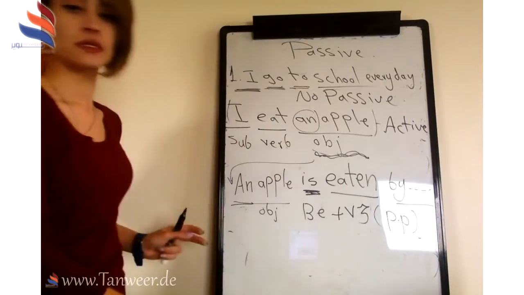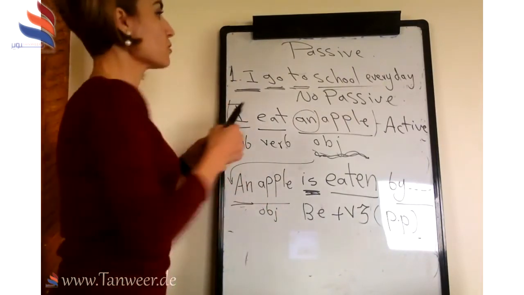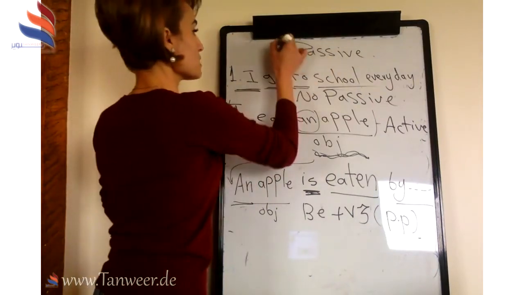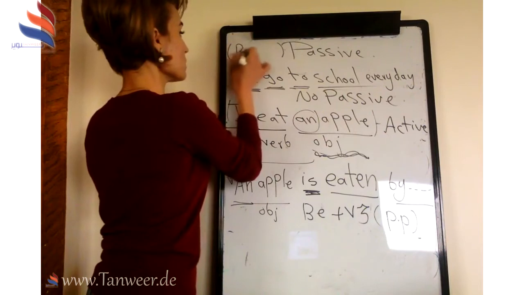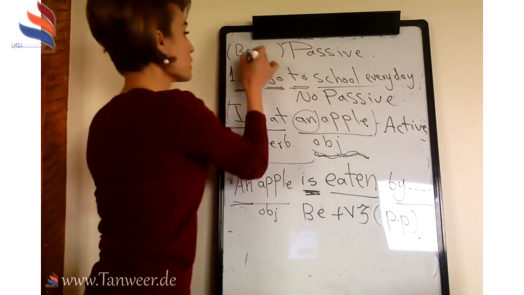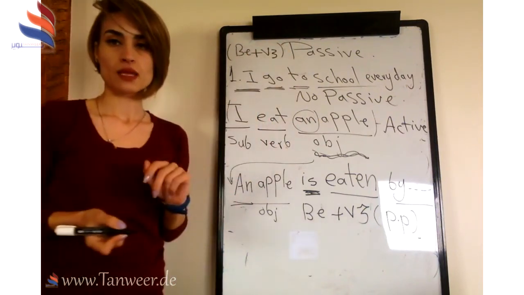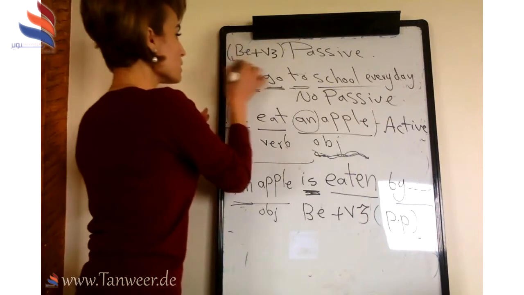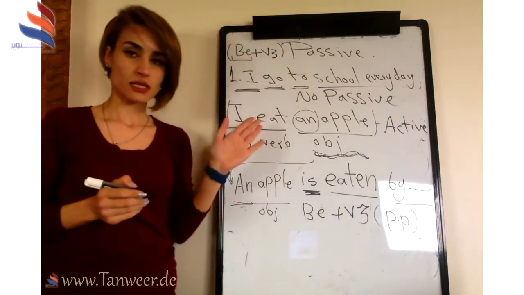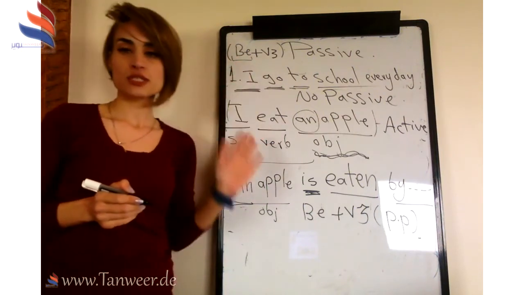Clear? Okay? So the key is when I talk about passive, the key is verb to be. It's a must. Okay? Verb to be is a must plus verb 3. The verb to be changes, depending on the tense of the sentence. We will check how we change verb to be in each sentence.